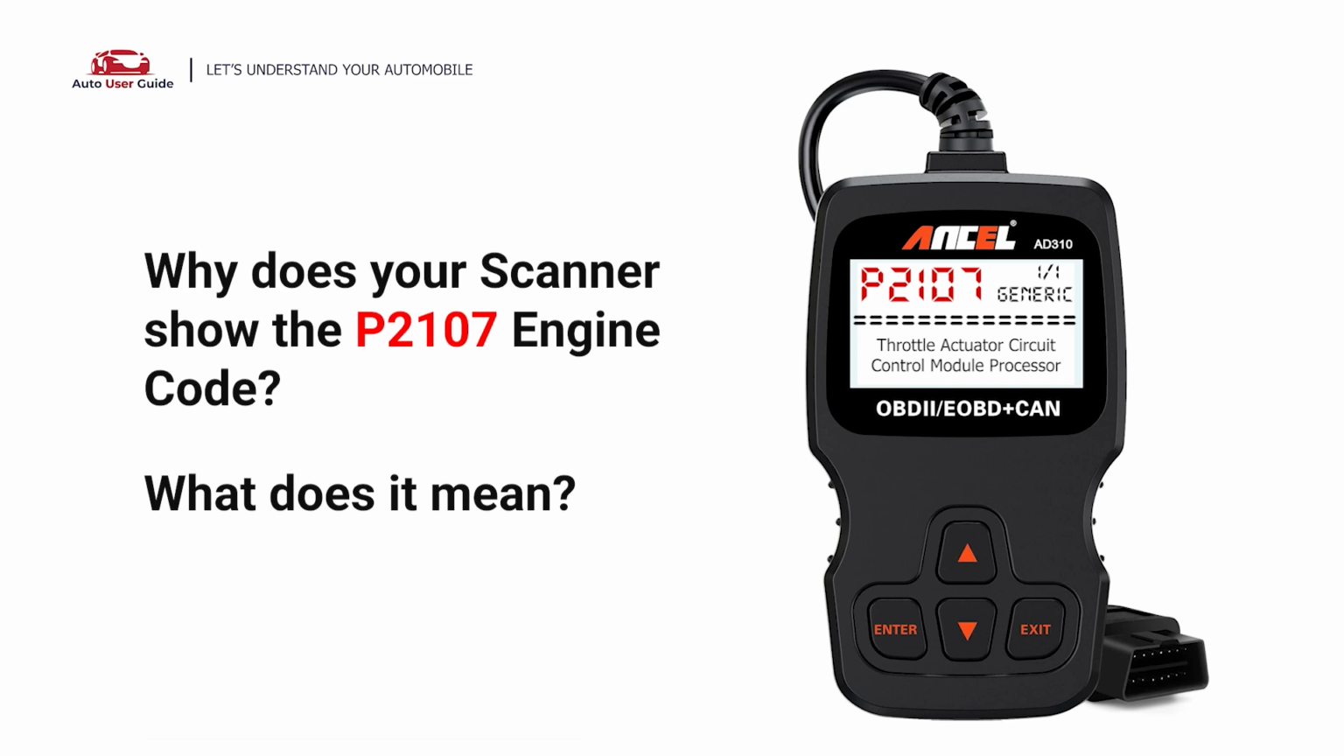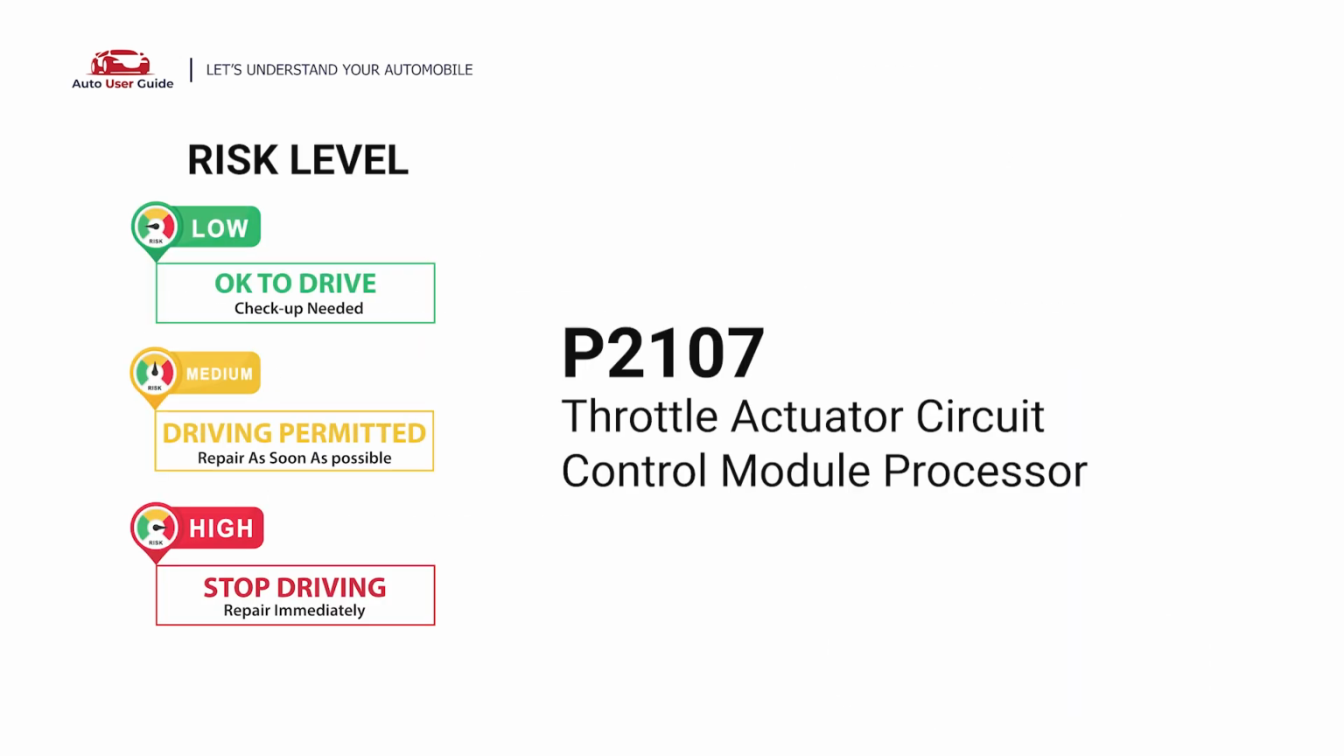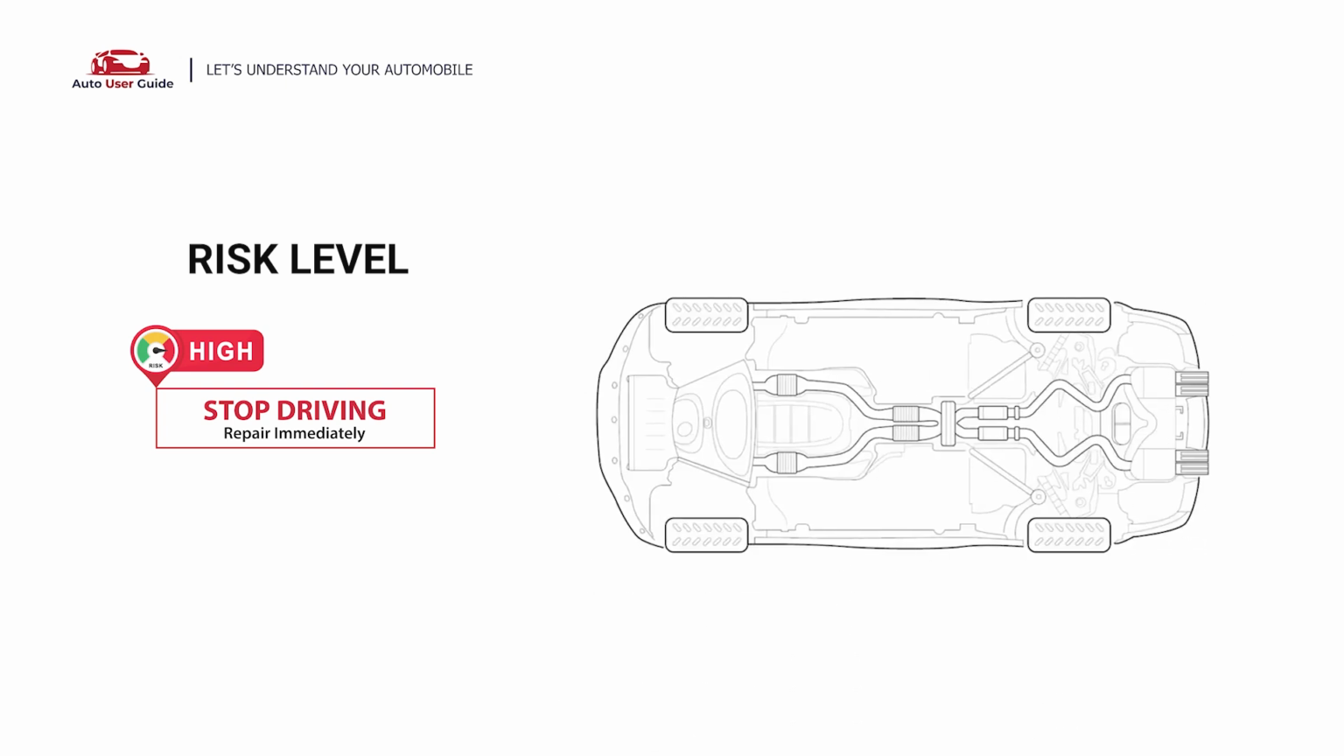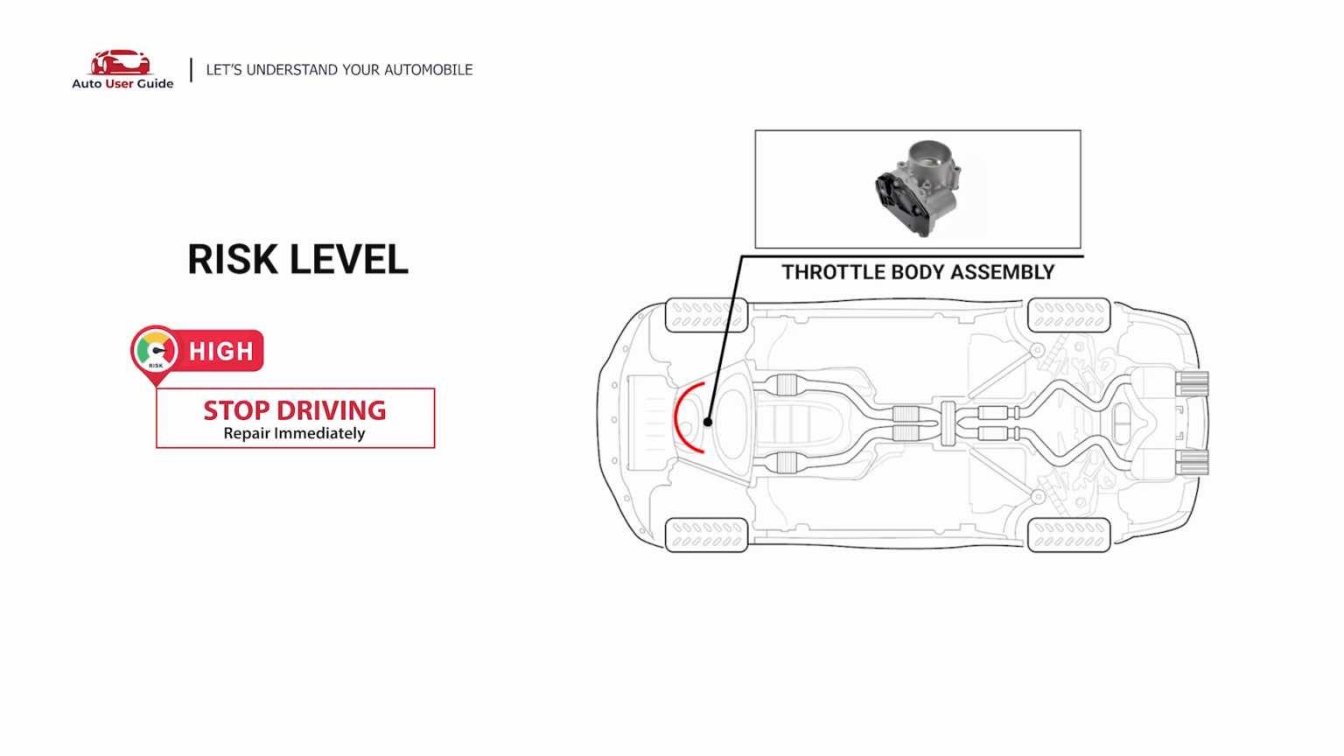Why does your scanner show the P2107 engine code? What does it mean? P2107 is a diagnostic trouble code for throttle actuator circuit control module processor. It indicates there is a malfunction within the throttle control module processor. Under this circumstance, stop driving and repair your vehicle immediately.